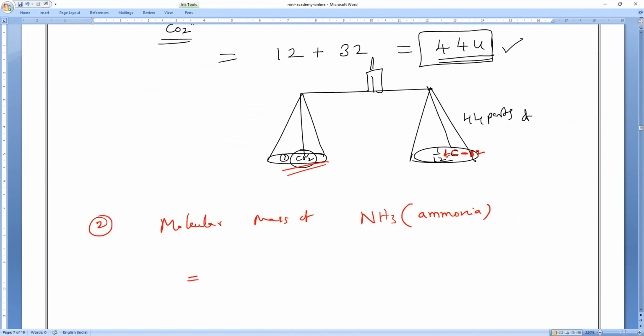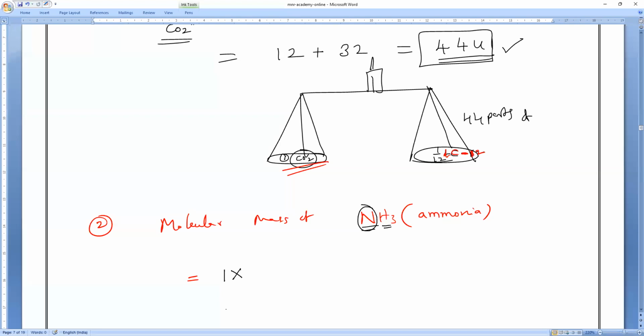NH3. Am I right or wrong? So molecular mass. What is the number of atoms? NH3. How many atoms are there? Check it. Nitrogen, hydrogen. So what is the formula I said? Number of atoms of first element. How many? The formula should come already. So what is the number of atoms of first element?